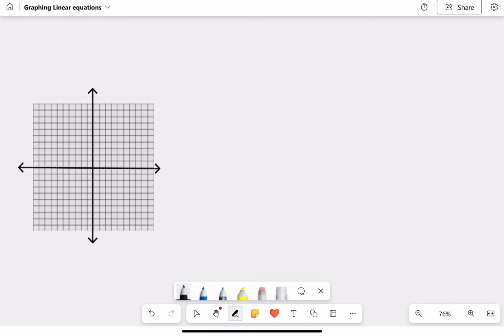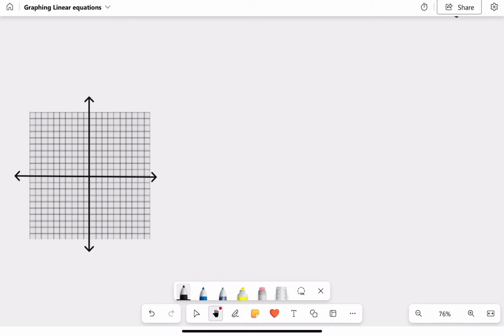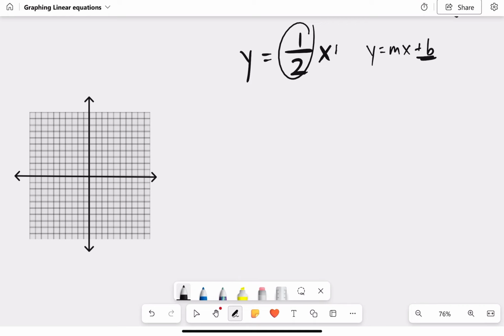Okay, let's start with an easy equation. Y equals 1/2 x. Simple enough, right? So, as you can tell, it follows the format y equals mx plus b. But wait, where's b? We have an m is a half, but where's b?